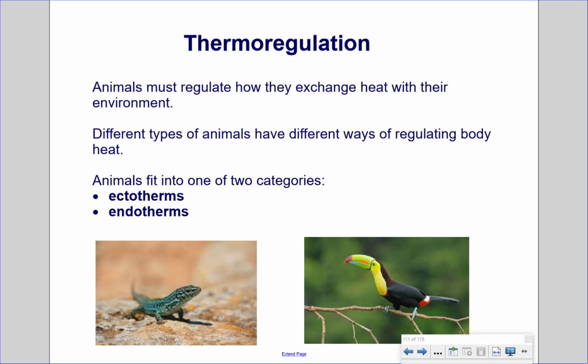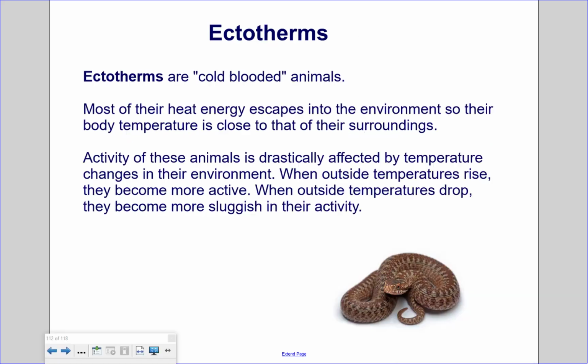Thermoregulation. Animals must regulate how they exchange heat with their environment. Different types of animals have different ways of regulating body heat. Animals fit into one of two categories: ectotherms or endotherms. Ectotherms. Ectotherms are cold-blooded animals.